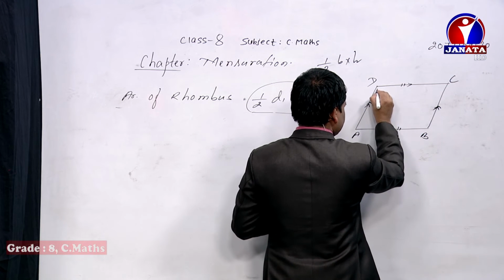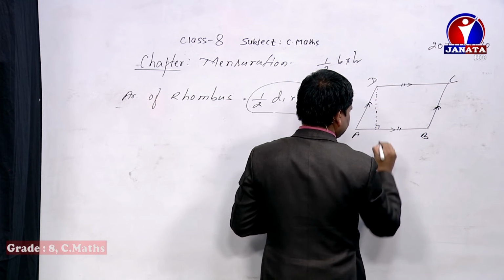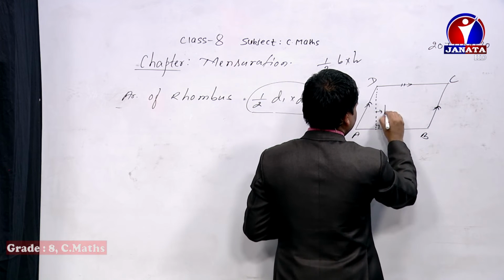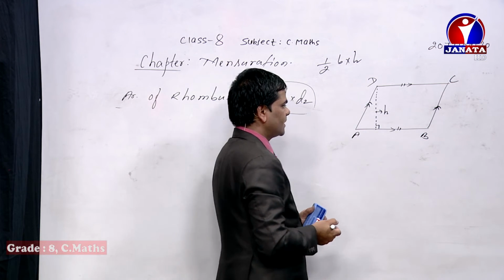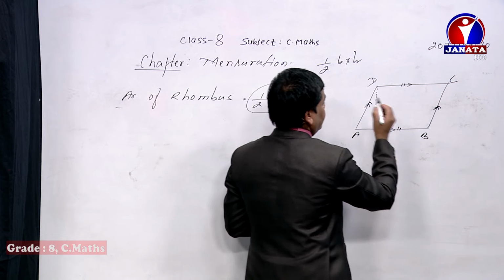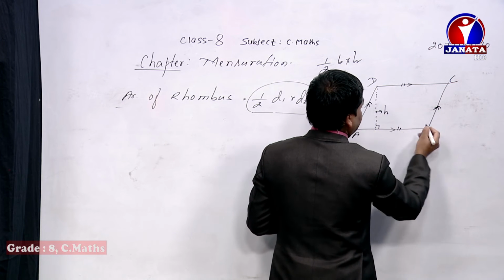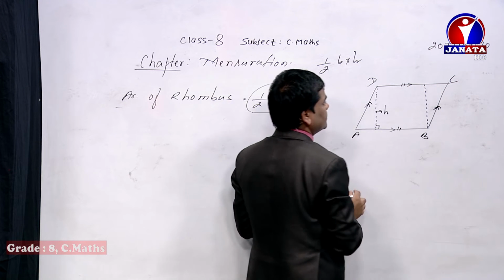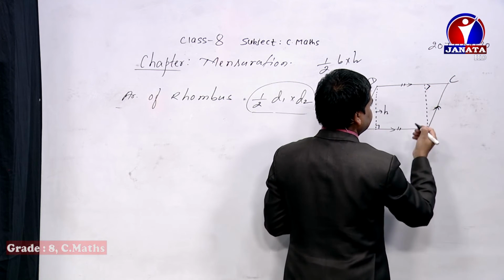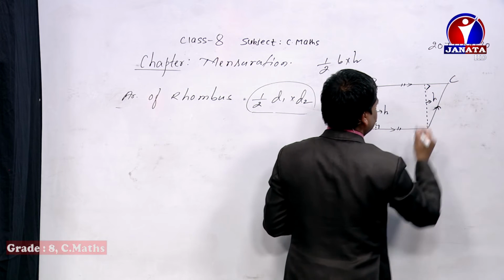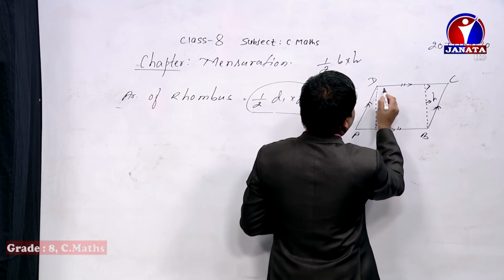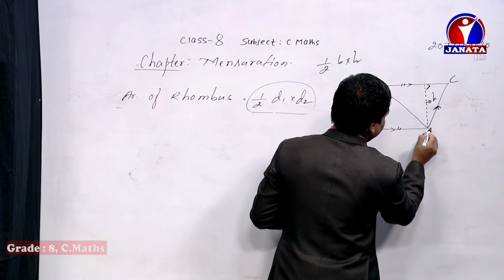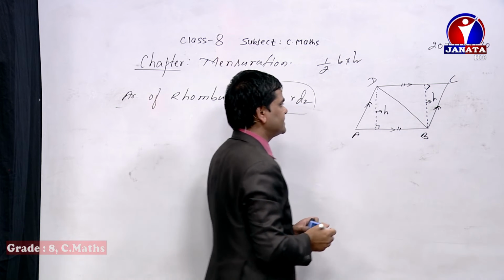Now let's construct a perpendicular line. This is perpendicular line, so we can write this one as H, and the same perpendicular line, if we draw from here, they are equal to each other because they lie in between the two parallel lines, isn't it? So this one also you can suppose as H, and let's divide the whole parallelogram into two equal halves because diagonal bisects the parallelogram.